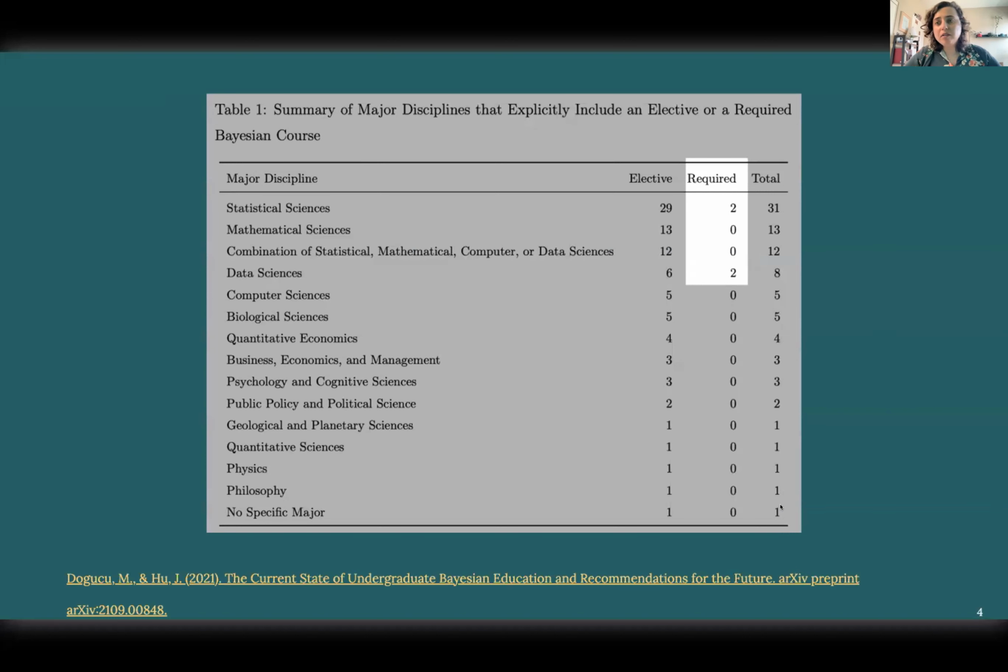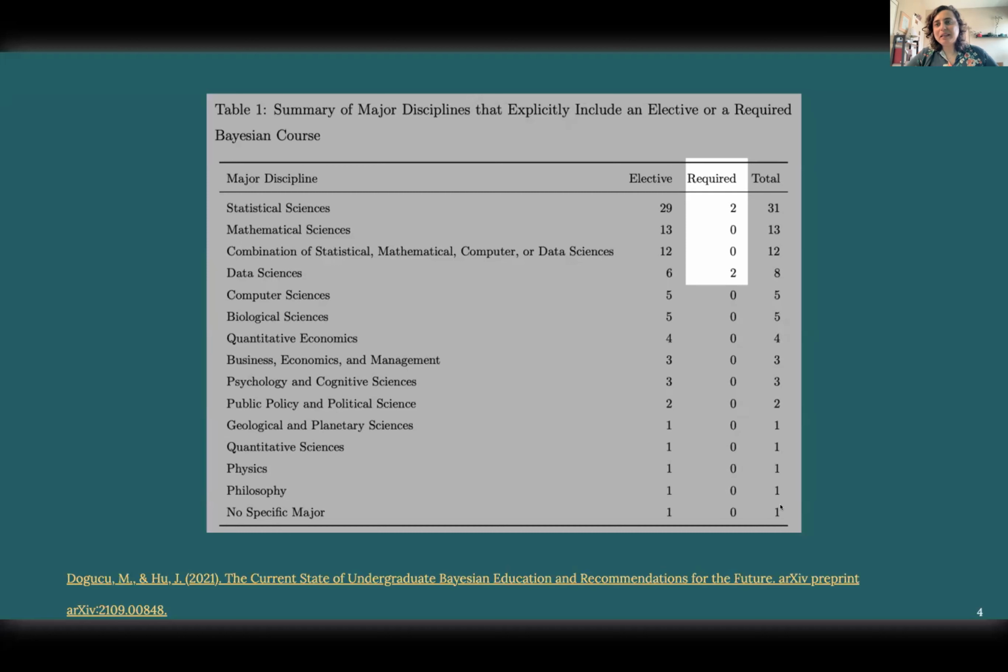But before I talk about this course, I wanted to talk really briefly about a preprint we have with Monica Hu. I thought it was very appropriate for this talk because the title of the preprint is The Current State of Undergraduate Bayesian Education and Recommendations for the Future. In short, I can say that the future is Bayesian, or more Bayesian than it is currently.